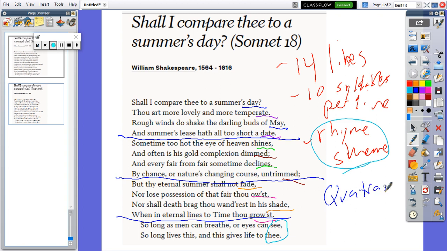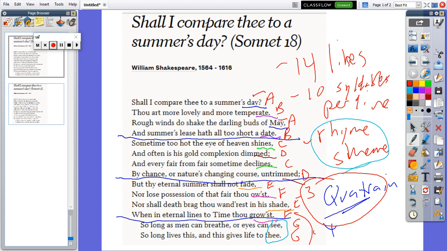Quatrain equals four. And what you'll notice too is that we have A, B, A, B, C, D, C, D. What I'm matching right now is the rhyme scheme of a Shakespearean sonnet. E, F, E, F, and then G, G. So we basically assigned a letter with the sound. So A is going to meet A, B is going to be B, C, D, C, D, E, F, E, F, and then G, G here at the bottom. So you know it's a Shakespearean sonnet because it has what are called three quatrains, and then at the end it has a couplet.